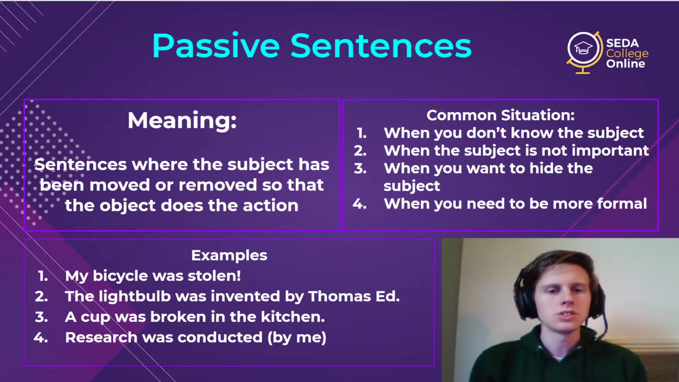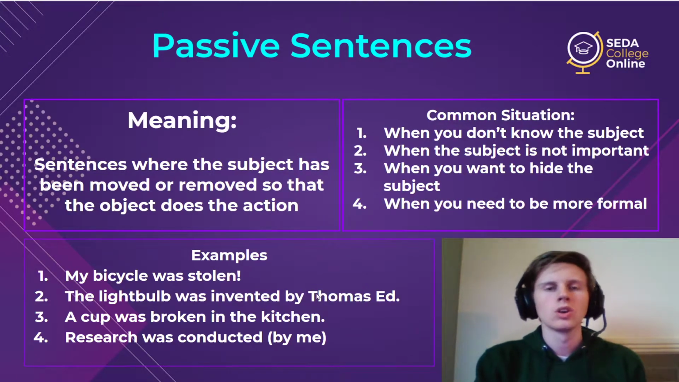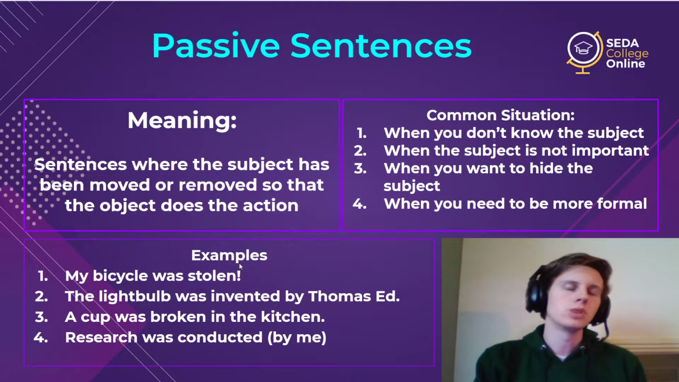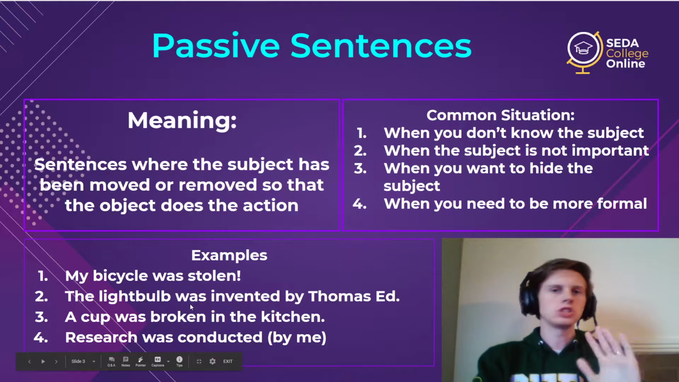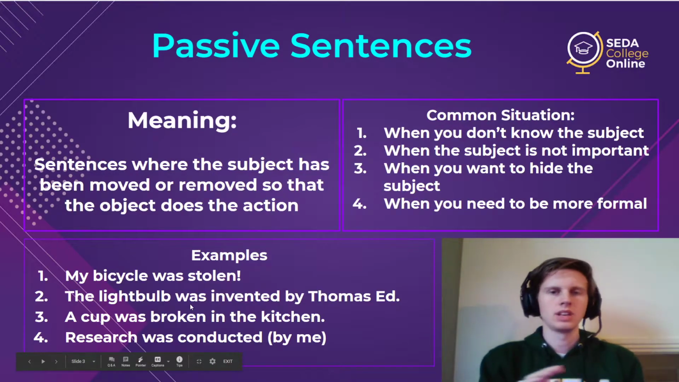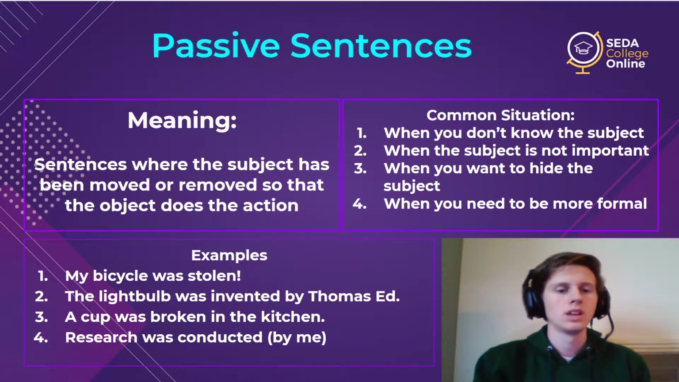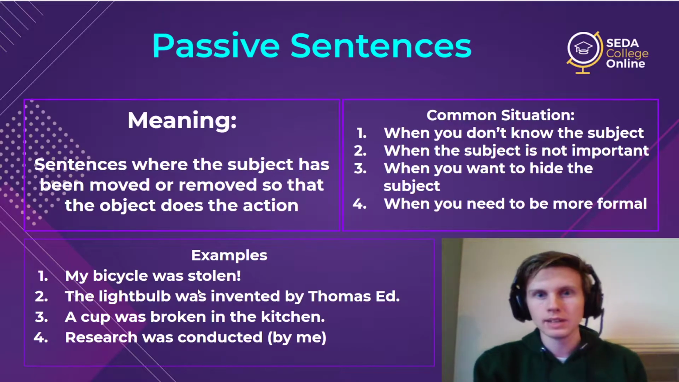So all of these three or four sentences are situations where the subject has been moved or removed from the sentence. So it's either here at the end or it's been completely removed from the sentence so that the original object did or does the action. And all of these sentences can just change active to passive. You can switch it like a switch or a lever. My bicycle was stolen. Someone stole my bicycle.